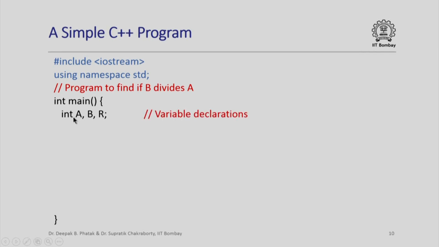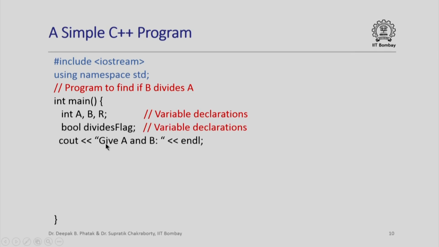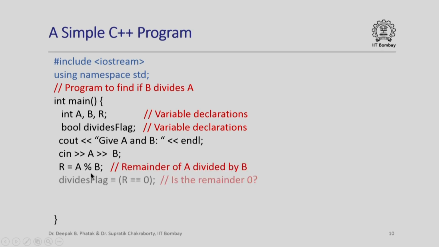We first declare 3 integer variables and a boolean variable. Then we print out a message saying give the values of a and b, followed by end of line. Then we read the values of a and b. We calculate the remainder of a divided by b, set the flag to true if the remainder equals 0, otherwise the flag gets set to false, and then we say does b divide a, and we output the value of the flag.